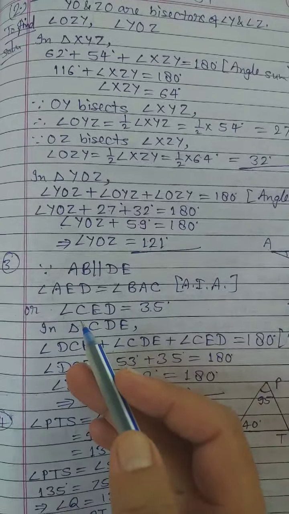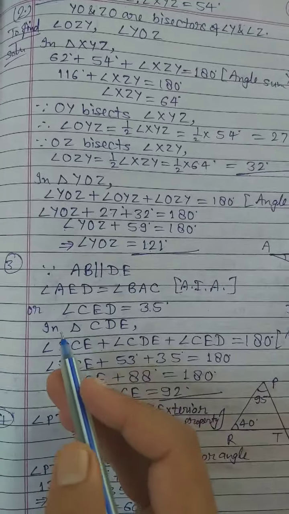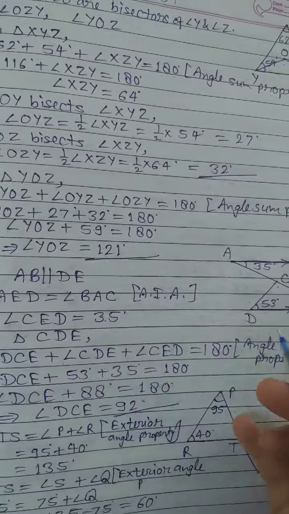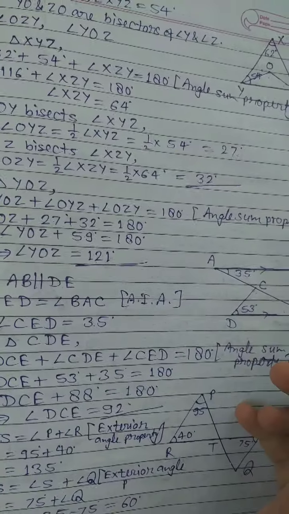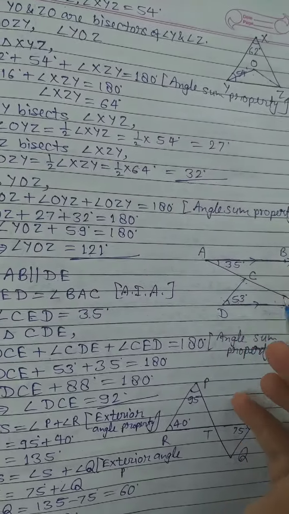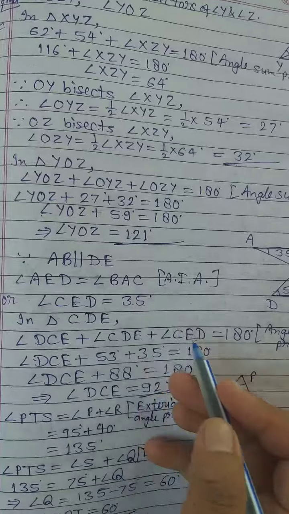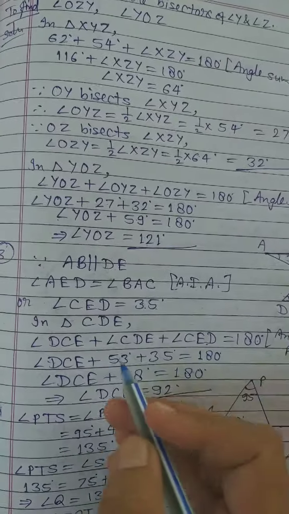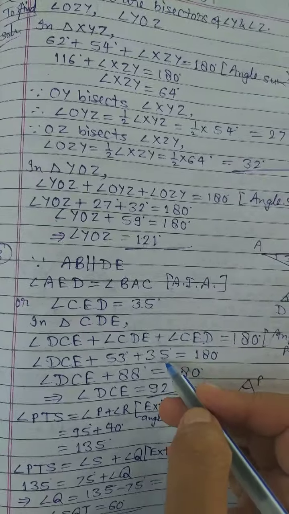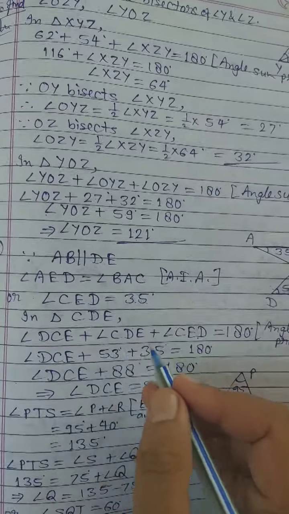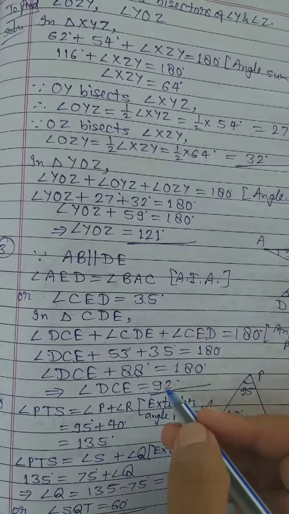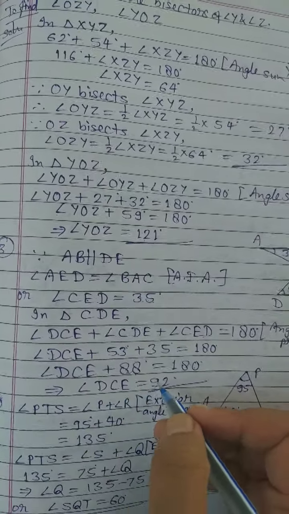Clear. Now CED will be 35 degrees. Now in triangle CDE we are using the angle sum property. So angle DCE, which is to find, plus angle CDE, this is given as 53, plus angle CED we found, that is 35 degrees, equals 180 by the angle sum property. Putting the values, CDE is 53, CED is 35 degrees; 53 and 35 will be 88. This goes to the RHS and is subtracted from 180, then we get angle DCE equals 92 degrees.